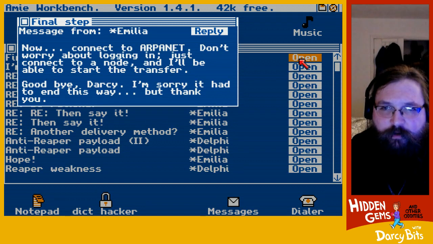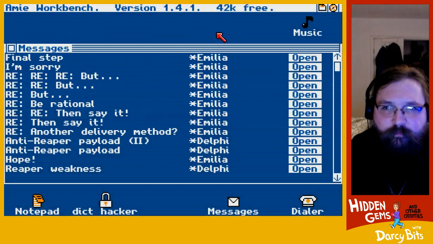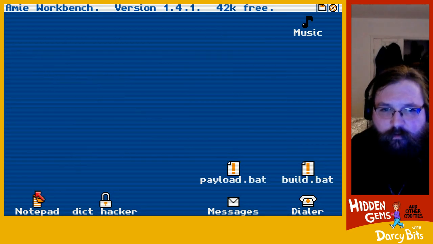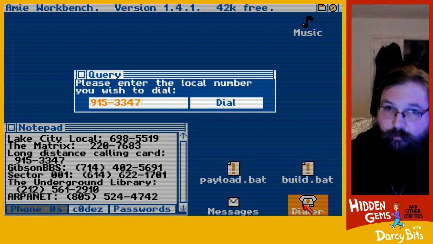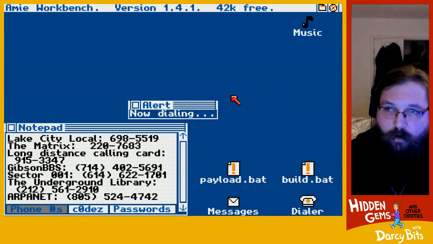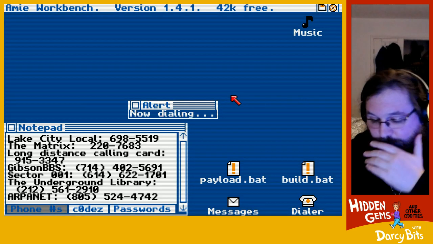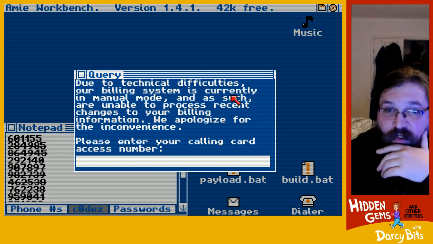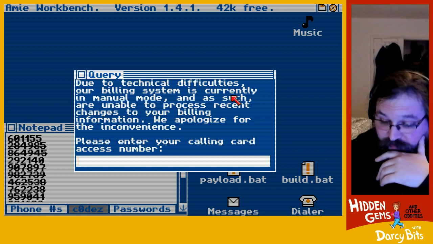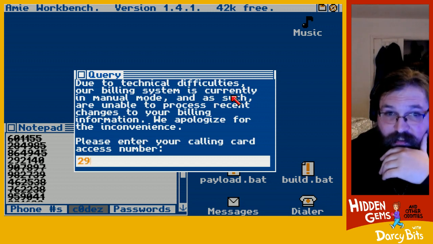Now, connect to ARPANET. Don't worry about logging in, just connect to a node and it'll be able to start the transfer. Goodbye, Darcy. I'm sorry if I did it this way, but thank you. Okay. I have one code. If this fails, I can't get any more.